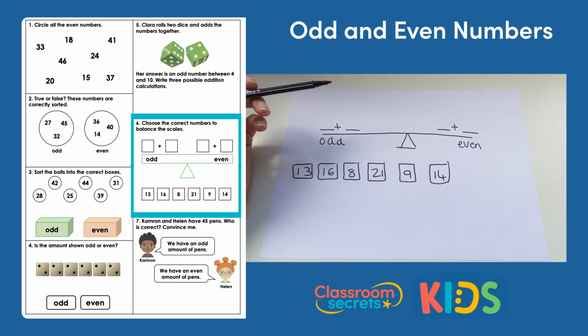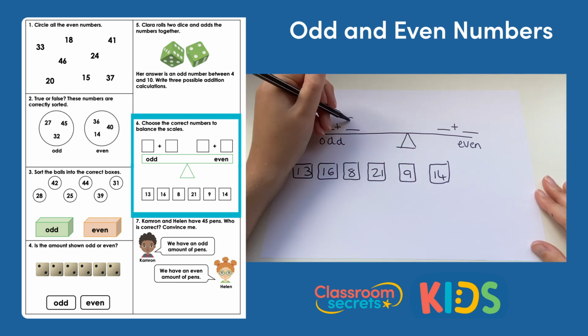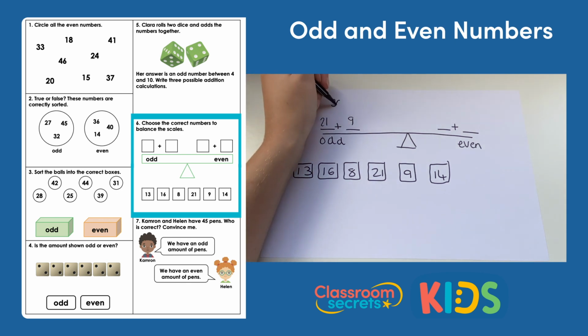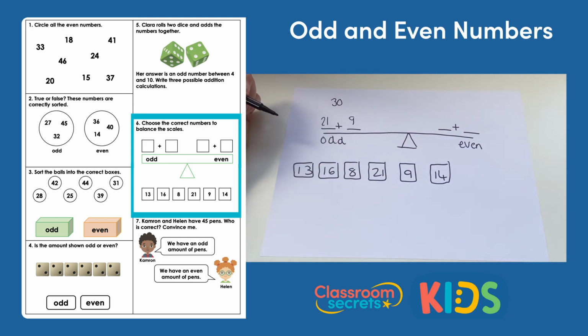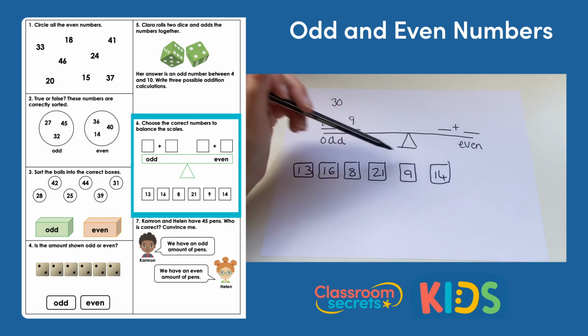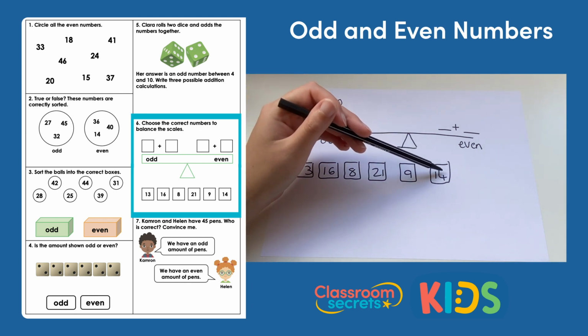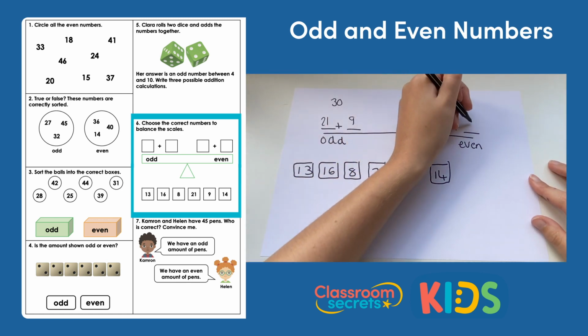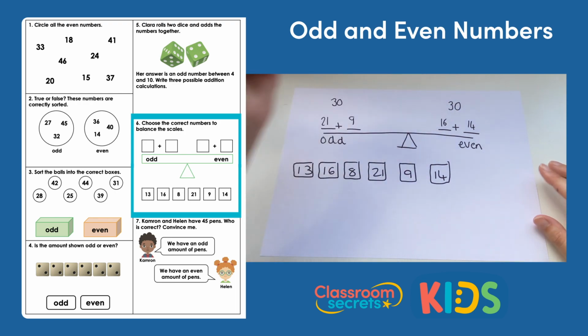So let's just pick 2 numbers for the odd side. Let's pick 21 and 9, see if this works. So, using my knowledge of number bonds then, I know that 21 and 9 makes 30. So I'm looking for 2 numbers that make 30 at the other side. So remember, we've got 16, 8 and 14 to choose from. Well, I'm going to try with 16 and 14 because I know my knowledge of number bonds. I know that 6 and 4 makes 10, and then another 10, 20, another 10, 30. 16 and 14 also make 30.